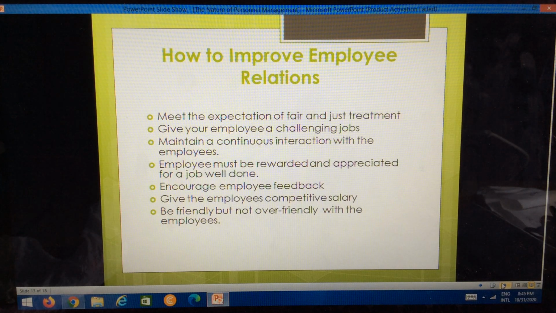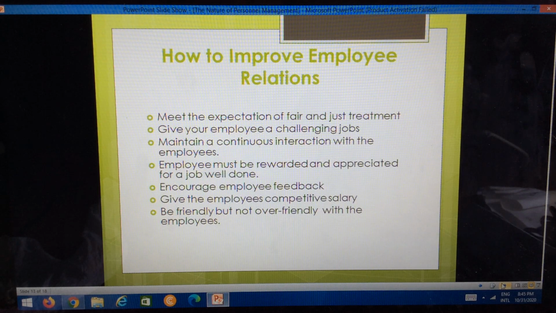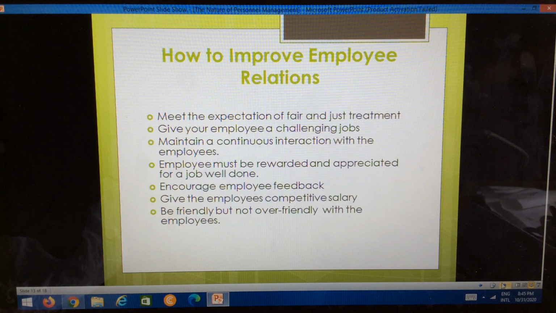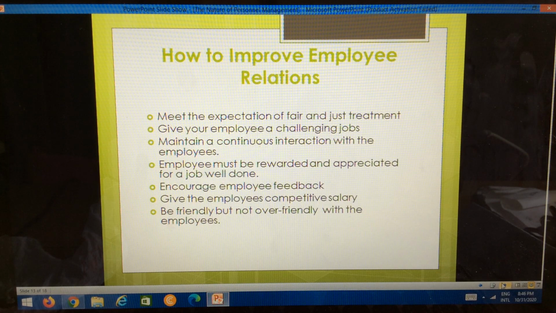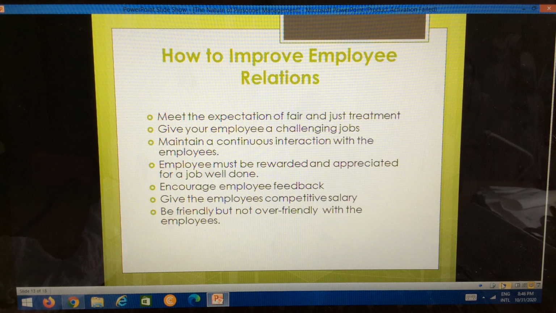So how to improve employee relations? First is to meet the expectation of fair and just treatment. Employees have the expectation of fair and just treatment by the management. Management must treat all employees as individuals and must treat them in a fair manner. Employee favoritism should be avoided in an organization.